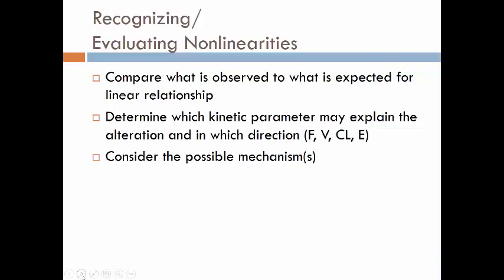I think by now you're probably in pretty good shape on how to recognize and evaluate nonlinearities. So compare what is observed to what you would expect for a linear relationship. So you always expect a linear relationship, and then do the math. It's a proportion usually between dose rate and CSS average, or dose and area of the curve, and see if they are changing, or if clearance is changing with concentration, or bioavailability, or half-life. If any of those are changing with concentration, then something is up.